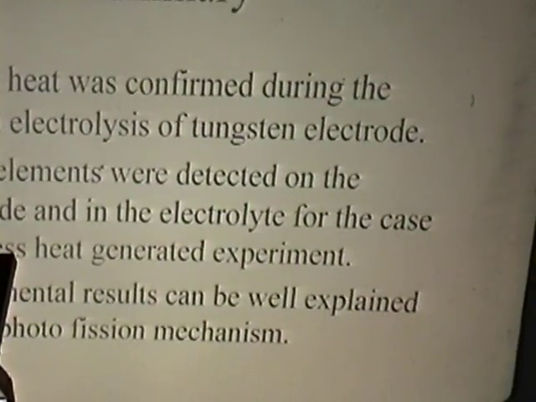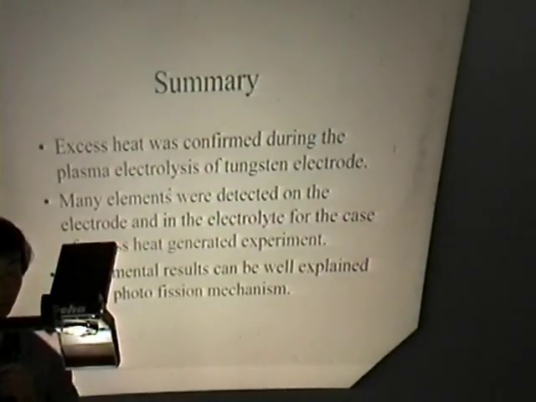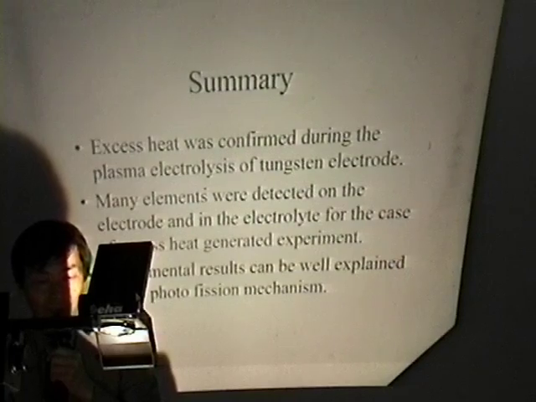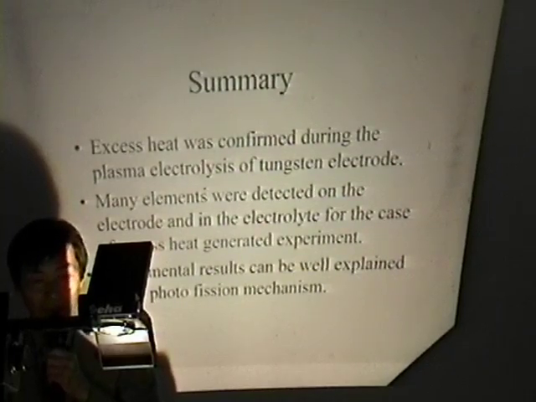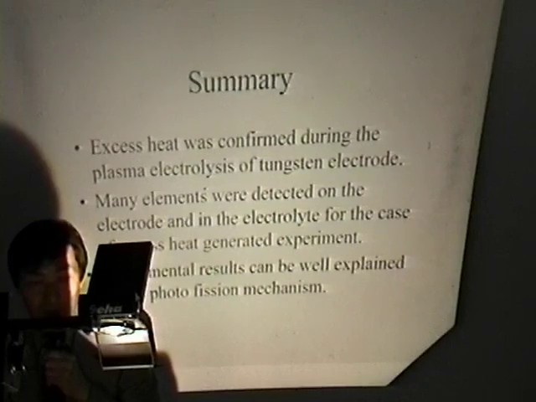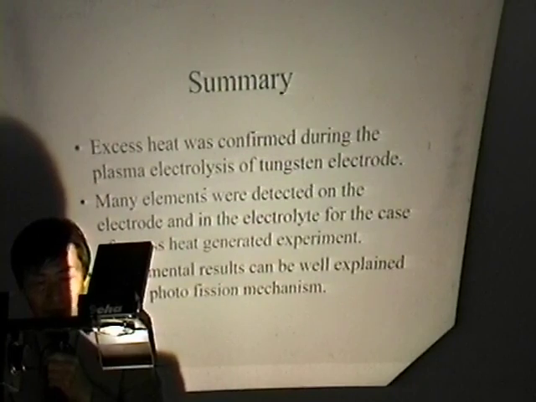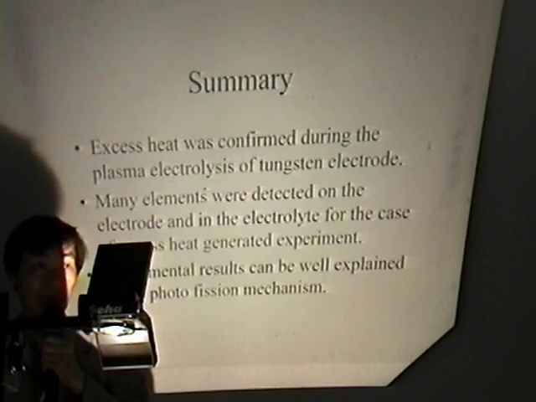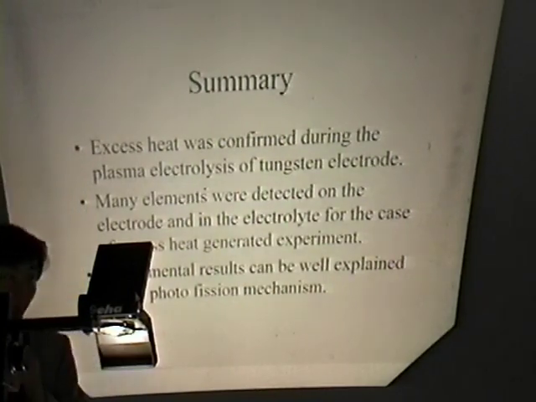Here, I have to give a summary. Excess heat was confirmed during the primary electrolysis of the tungsten electrode. Many elements were detected on the electrode and in the electrolyte for the case of the excess heat generated experiment. Experimental results can be well explained by the photofission mechanism. This photofission mechanism was already shown in the poster session by Dr. Takahashi 2 days before. Thank you.